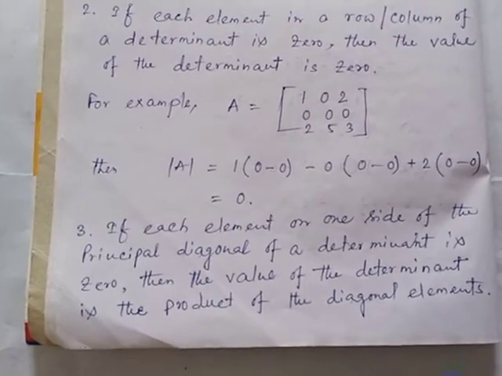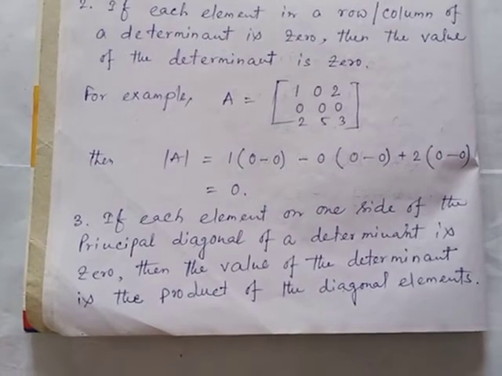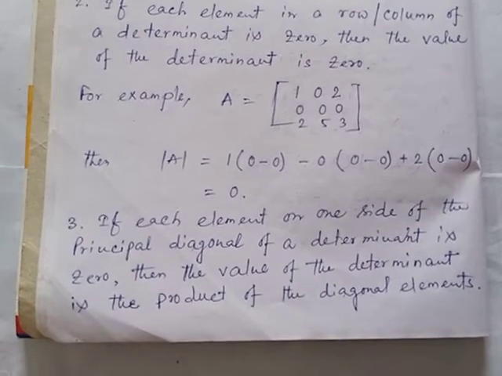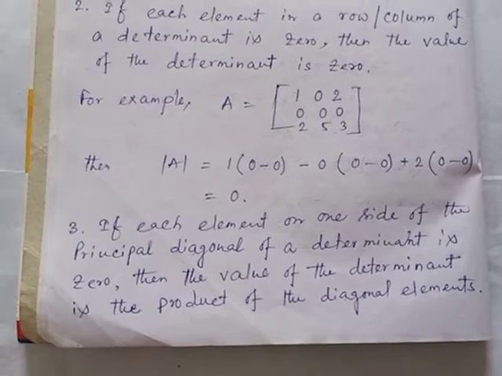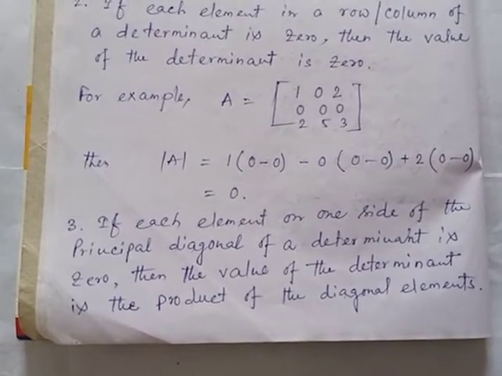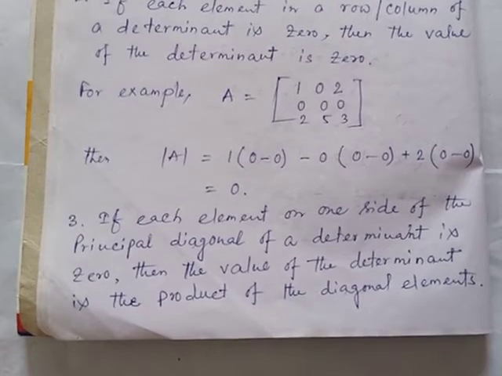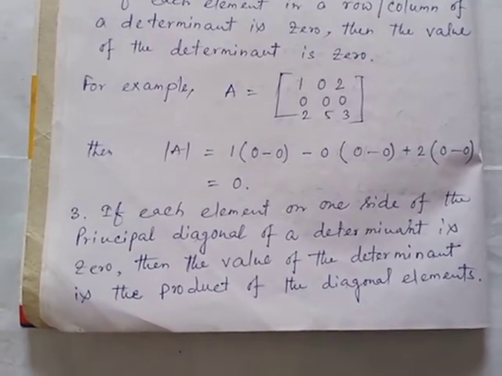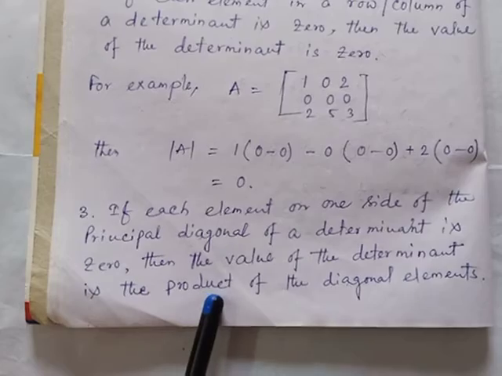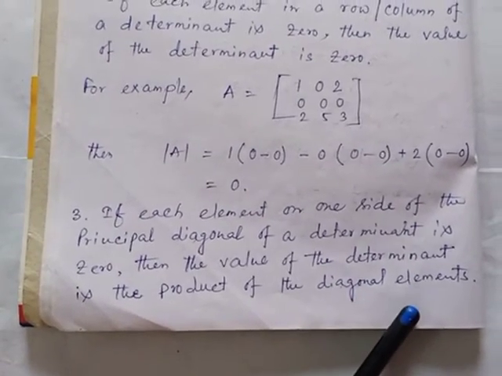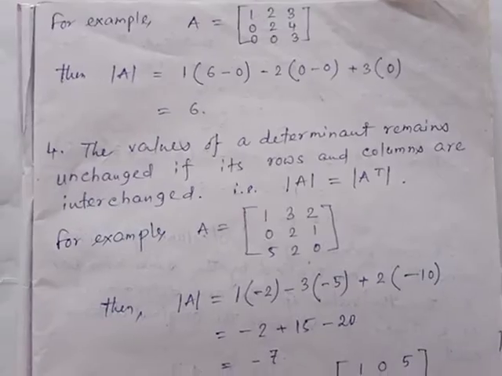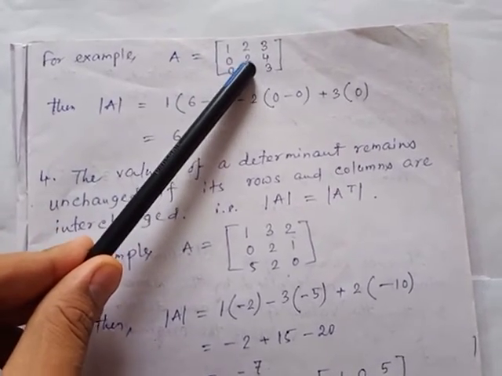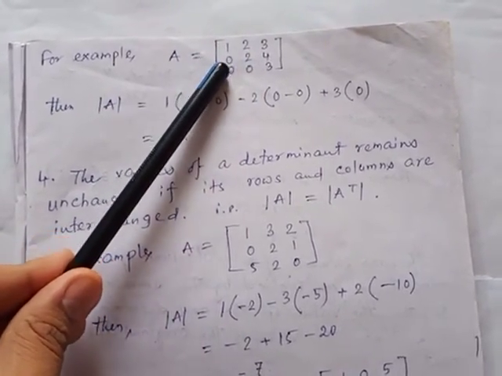Next, number 3. If each element on one side of the principal diagonal of a determinant is 0, then the value of the determinant is the product of the diagonal elements. I repeat, if each element on one side of the principal diagonal of a determinant is 0, then the value of the determinant is the product of the diagonal elements. Now see the example. Here these three elements are 0. That means this is a lower triangular matrix.